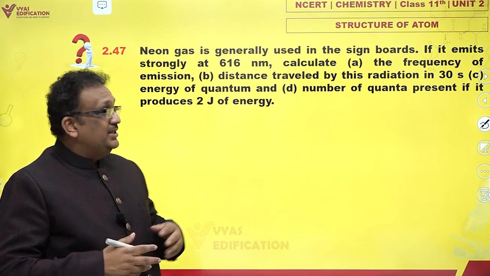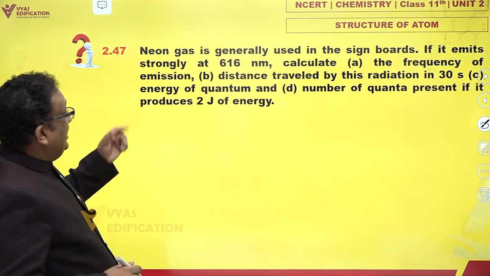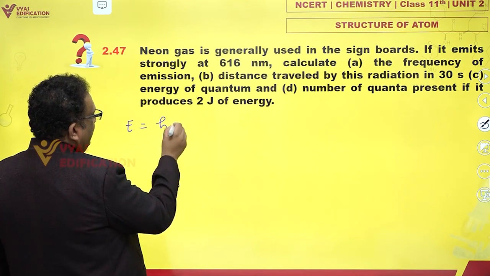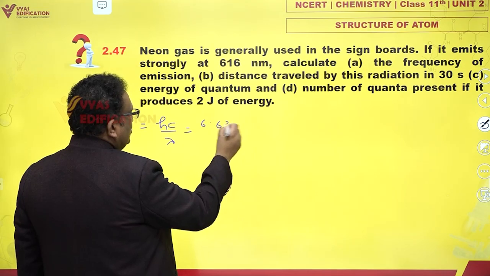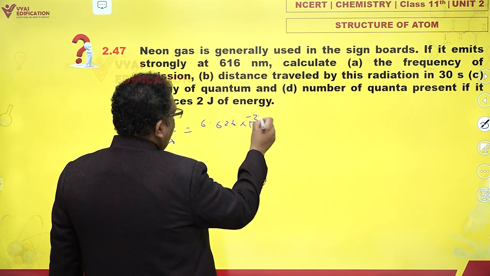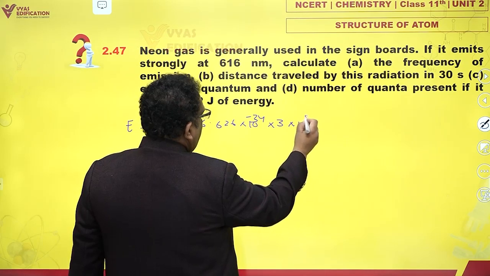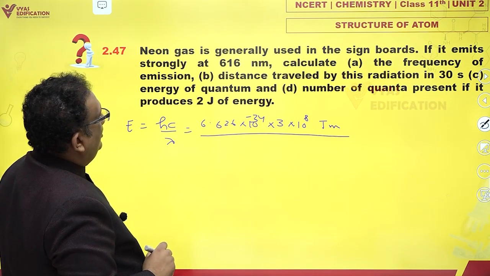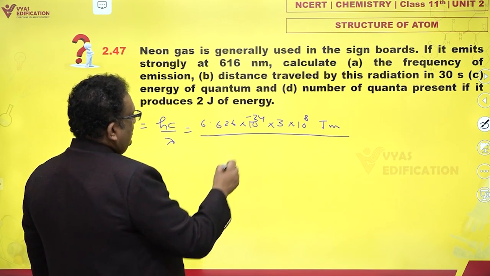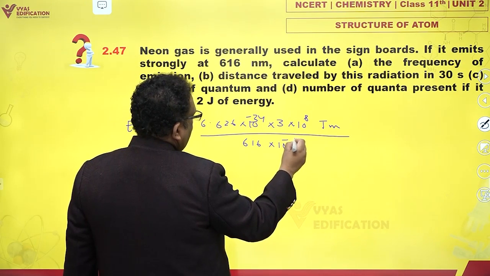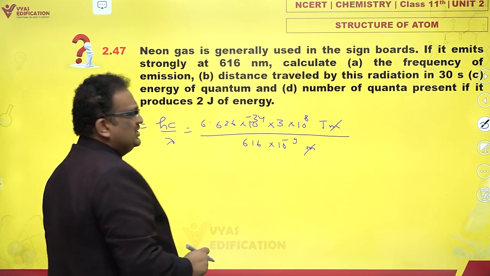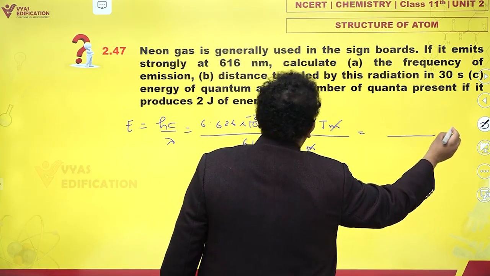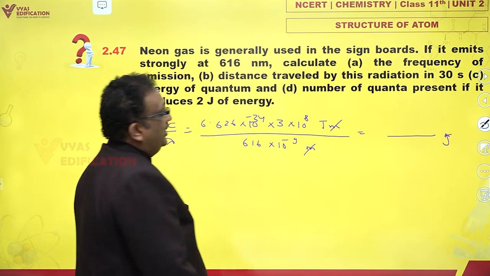But the question doesn't stop at this. They want still more data. C, the energy of quantum. Now, E is h nu or hc by lambda. 6.626 into 10 raised to minus 34 into 3 into 10 raised to 8 joules meter divided by lambda. How much is lambda? Well, 616 nanometer. We just have to calculate this, whatever it comes out to be. And so many joules would be the energy of each quantum.